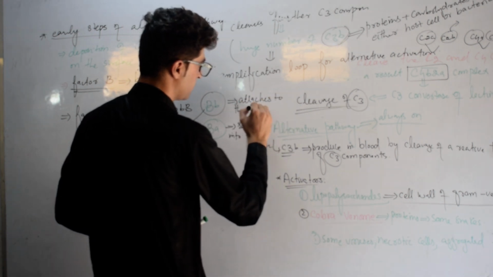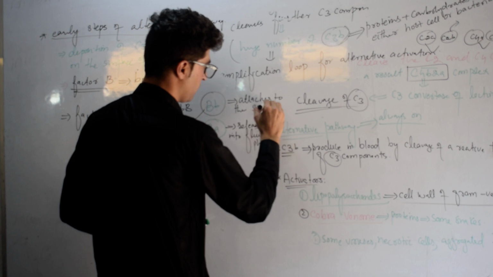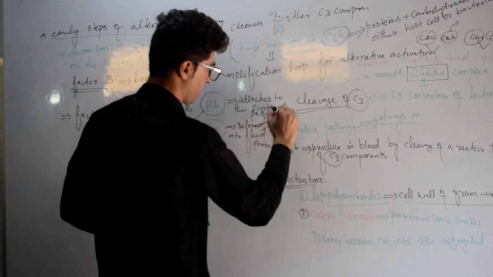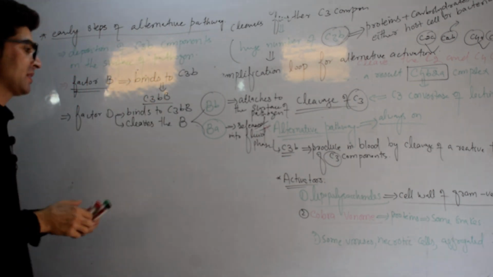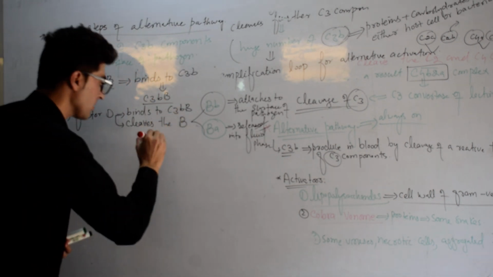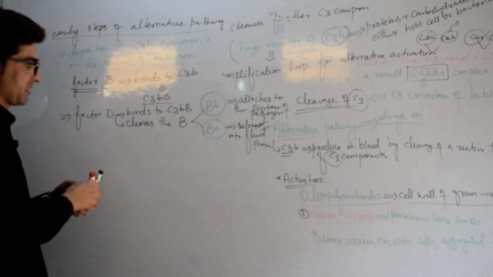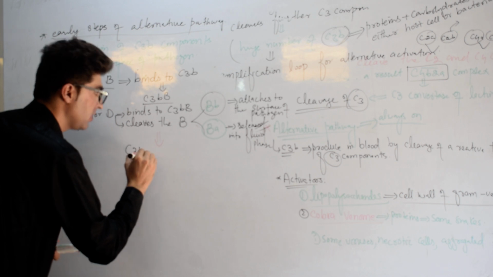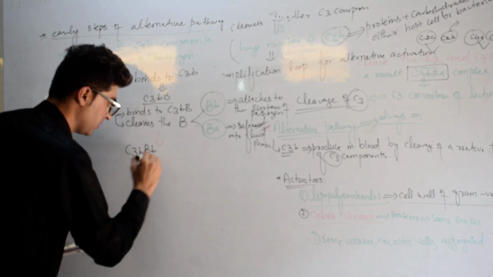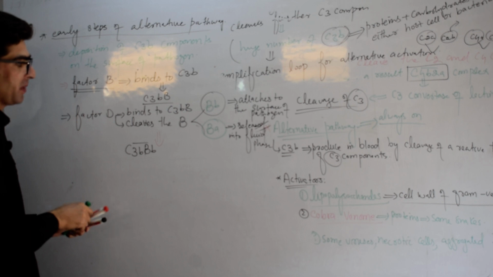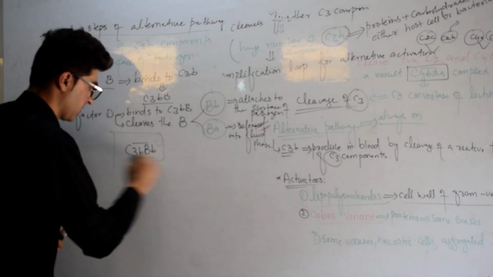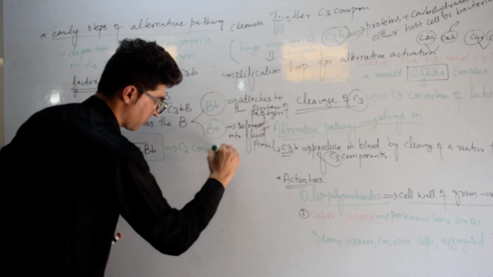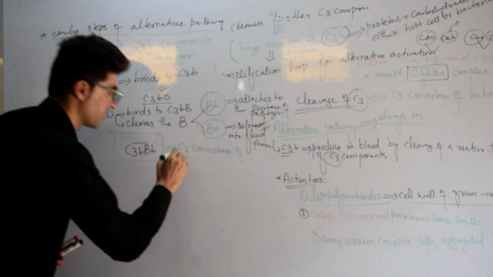to the surface of the pathogen. As a result of this interaction, a complex is formed which is C3bBb, and this complex is the C3 convertase of the alternative pathway.